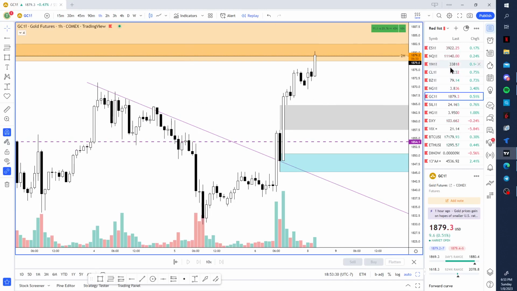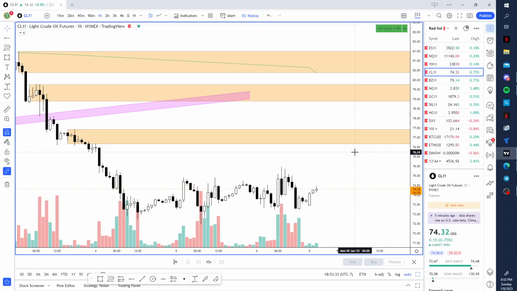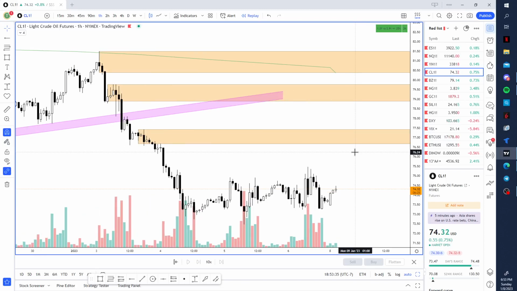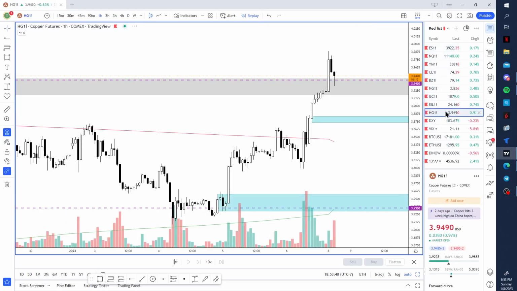Compared to that, oil is sickening. How much is hogs, dude? Forget hogs, I don't even care about hogs. I think I'm going to stick to the metals, energy, and the indices. I think that's plenty, so basically all these.